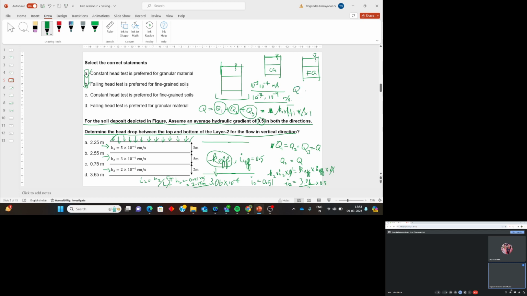So we know that Q is equal to KIA. Q1 is K1, I you know, and A is H1 into 1. So it will be K1, which is 5 into 10 power minus 4, I will be 0.5, into H1 is 3 into 1. Now you can calculate discharge here. Are you able to understand now? Yes, sir, understood. Now you calculate for all the three.